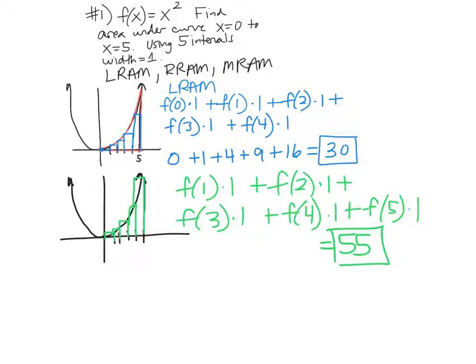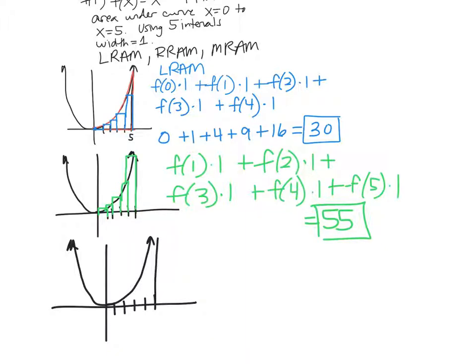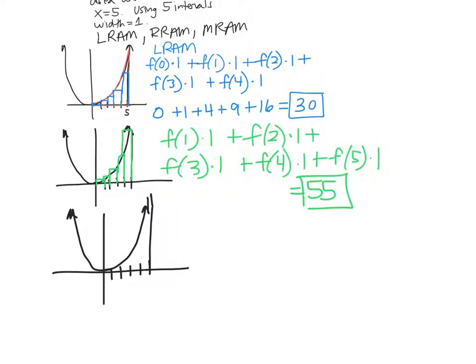Okay, now here comes the pain in the butt one. The midpoint. Okay, so let's talk about the midpoint. I'm going to draw it again. Here we go. We got 1, 2, 3, 4, 5. All right, so the midpoint would be then to go halfway between 0 and 1, and that's going to be your height. So that would be F of 1/2 times 1.